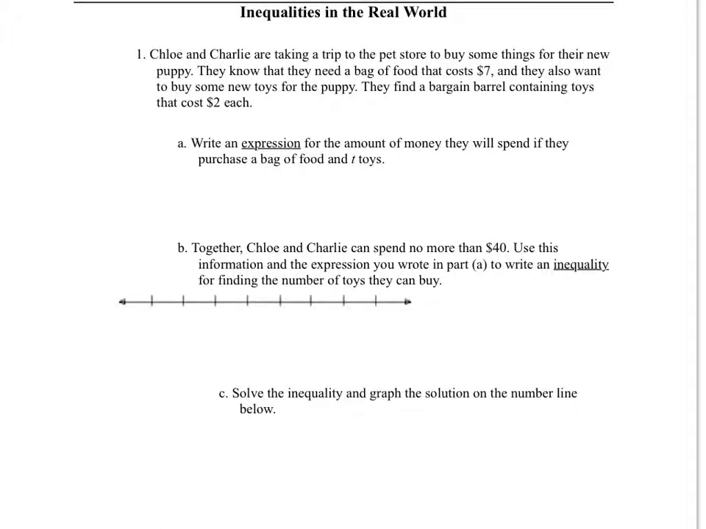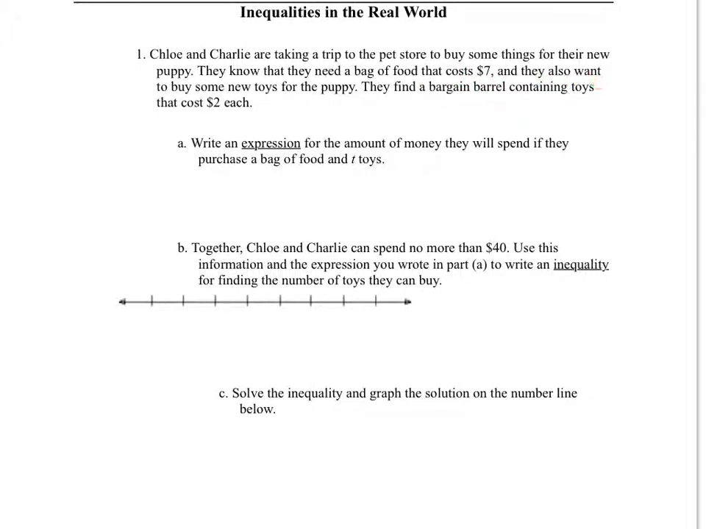Okay, this worksheet is called Inequalities in the Real World. So I'm going to do number 1 with you, and you're going to do the rest of the worksheet on your own. So Chloe and Charlie are taking a trip to the pet store to buy some things for their new puppy. They know that they need a bag of food that costs $7.